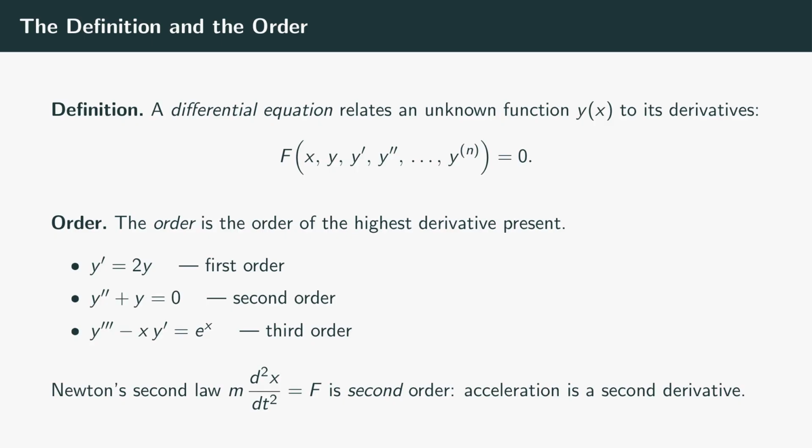So y prime equals 2y is first order, because the highest derivative is the first derivative. Y double prime plus y equals 0 is second order, because a second derivative shows up. And y triple prime minus x times y prime equals e to the x is third order. Order matters because it tells you, roughly, how many arbitrary constants the general solution will carry, and therefore how much extra information you need to pin a unique answer down. As a preview, Newton's second law, mass times the second derivative of position equals force, is a second-order equation, because acceleration is a second derivative.